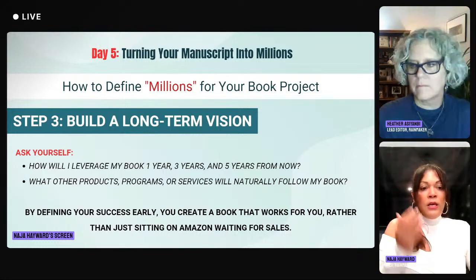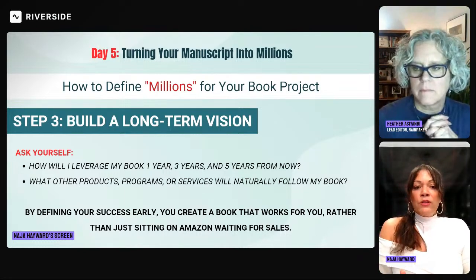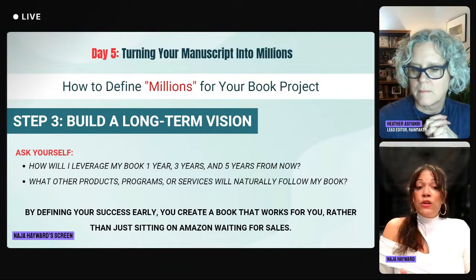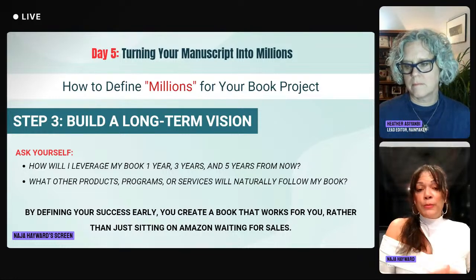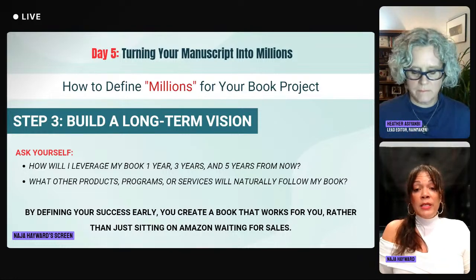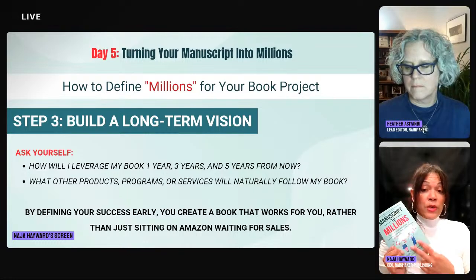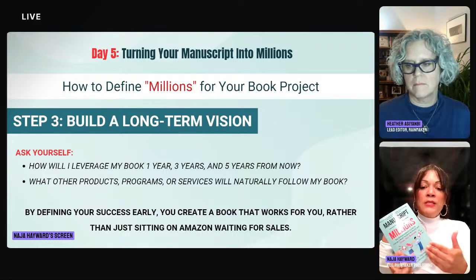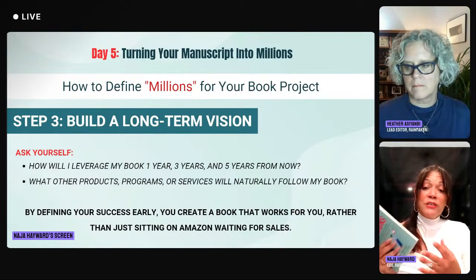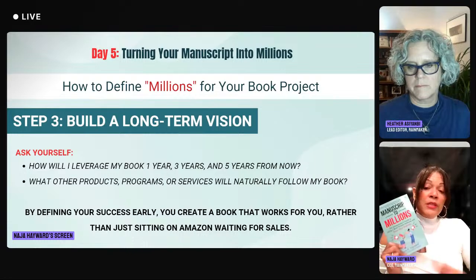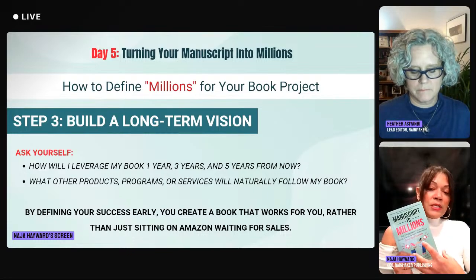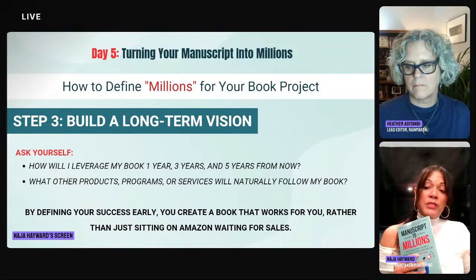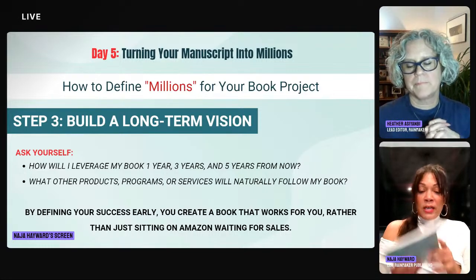Excellent. So also, when you think of your long-term vision, you want to think about what other products, programs, or services naturally follow your book. It can be as simple as book 2 and 3. We've talked about that quite a bit over this last week, not just having one book, but having a series of books that are all within the same arena of what you teach, but you can have subtopics that become unique books of their own. So that can be one product, right?